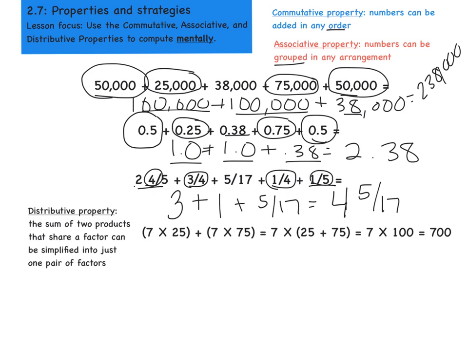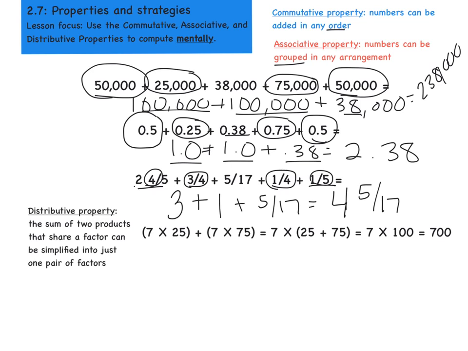Now let's look at the distributive property. So the distributive property, here's the definition over here. It says the sum of two products that share a factor. Okay, so let's think about this. The sum is the answer of an addition problem. Two products means that two numbers are multiplied together, because a product is an answer to a multiplication problem. They share a factor.